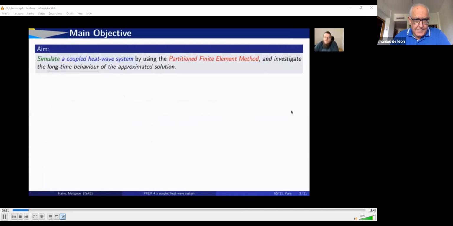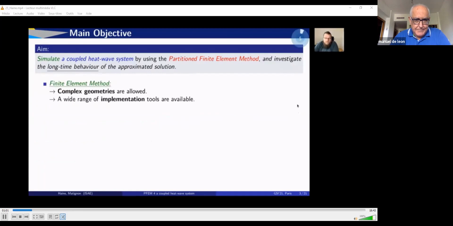So the objective is to simulate a coupled heat wave system and investigate the long-time behavior proved by Zhang and Zuazua. To do so, we will use a finite element method because it allows for complex geometry, and we have access to a wide range of implementation tools.